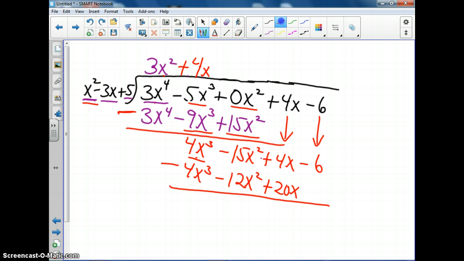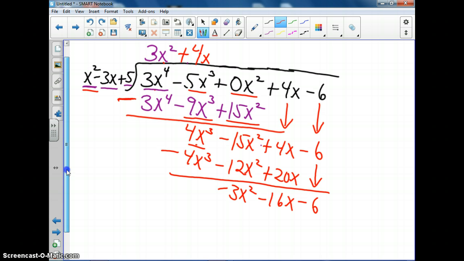So how much is 4x cubed minus 4x cubed? 0. How much is negative 15x squared minus negative 12x squared? Negative 3x squared is right. How much is 4x minus 20x? Negative 16x is right. Now what do you do with the negative 6? You bring it all down. Negative 6. Now we're ready for the next one. Let me pull this up a little bit. So x squared times what is negative 3x squared?